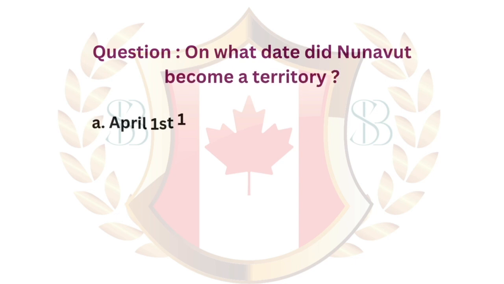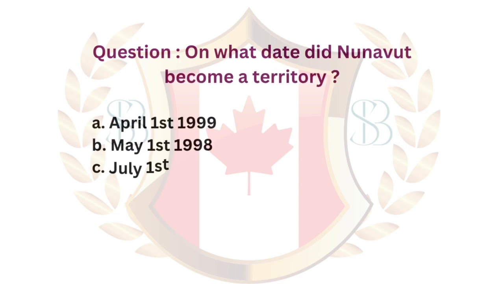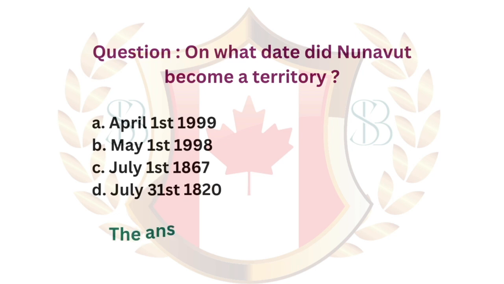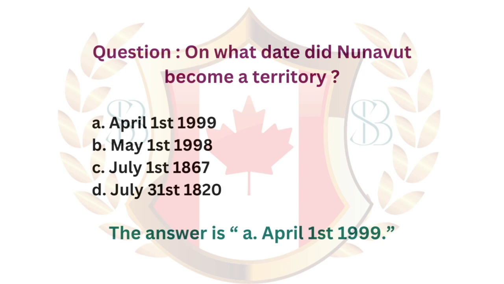Question. On what date did Nunavut become a territory? A. April 1, 1999. B. May 1, 1998. C. July 1, 1867. D. July 31, 1820. The answer is A. April 1, 1999.